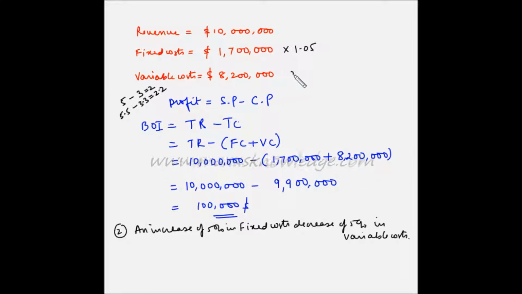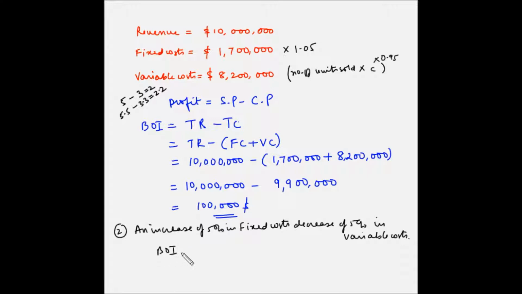Now the variable cost is the number of units sold multiplied by the unit variable cost, which is represented by a small c. And now here we are saying that the variable cost is decreasing by 5%. So this is decreasing by 5%. So basically we have to multiply this by 0.95, indicating a decrease of 5% in the variable cost. So let's now find out the revised budgeted operating income based on this change.